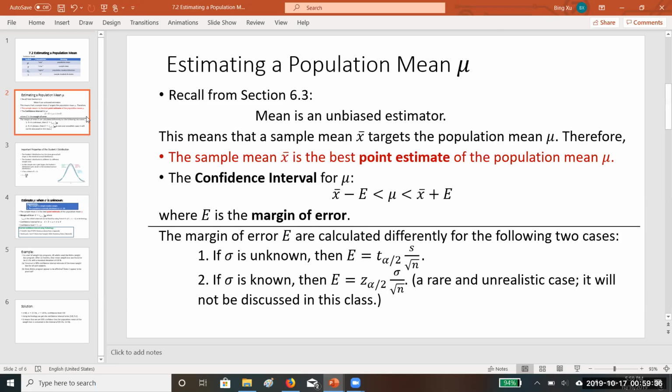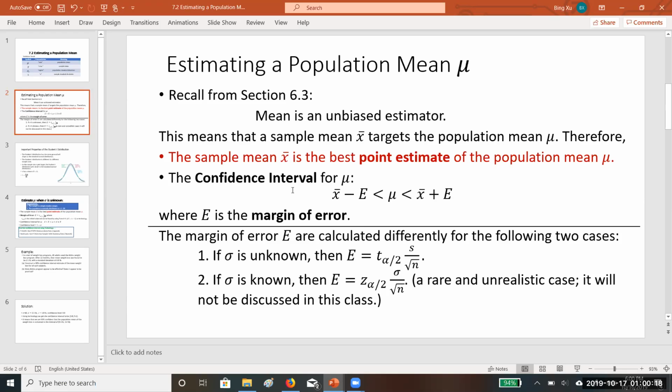So in section 6.3, we talked about the mean being an unbiased estimator. There are three unbiased estimators we talked about in 6.3. One is proportion, one is mean, and one is variance. Those three are unbiased estimators. That means the sample mean will target the population mean, right? The mean of the sample mean is equal to the population mean.